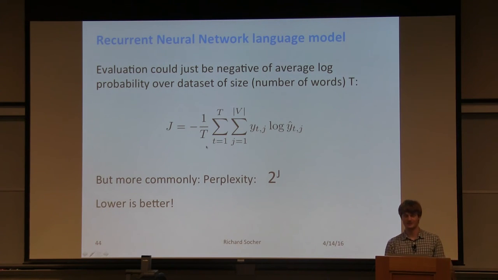One way to evaluate this is to compute exactly what this loss function is. The larger the probabilities that we predict for the correct words, the better. But what's usually more common is to use this in terms of perplexity, which is just 2 to the power of this term. In that case, lower is actually better.